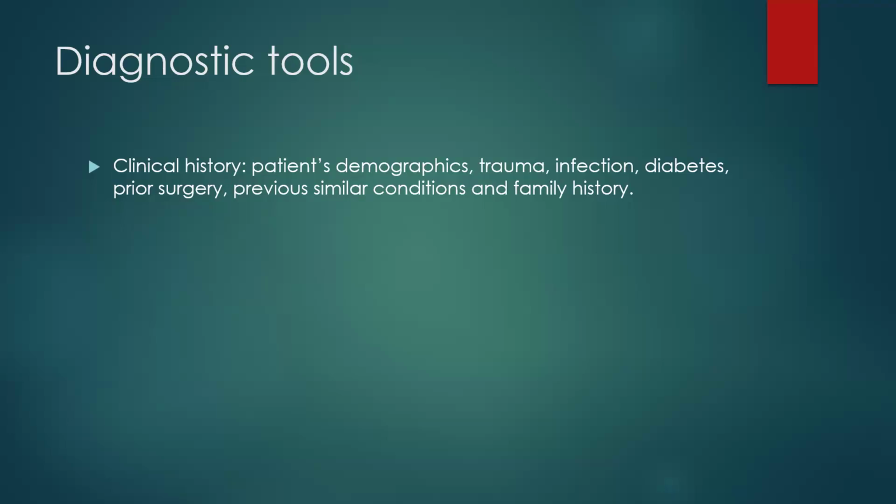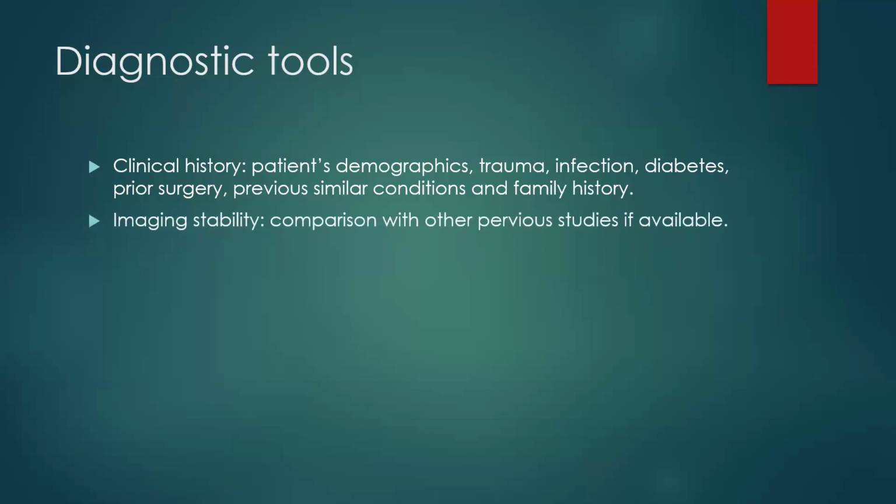The diagnostic tools that we rely on in order to accurately diagnose breast masses comprise a wide range of entities. The most important one is the clinical history, where we review the patient demographics, history of trauma, history of infection, diabetes, any history of prior surgery or previous similar condition within the same patient, or any positive family history. Imaging stability.